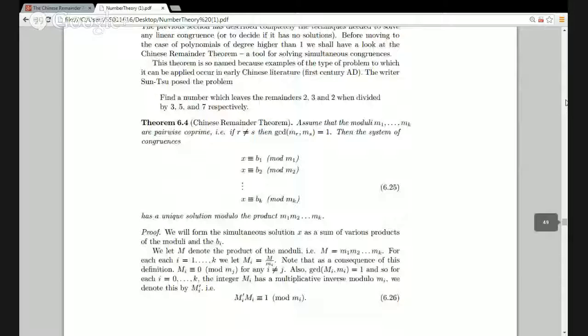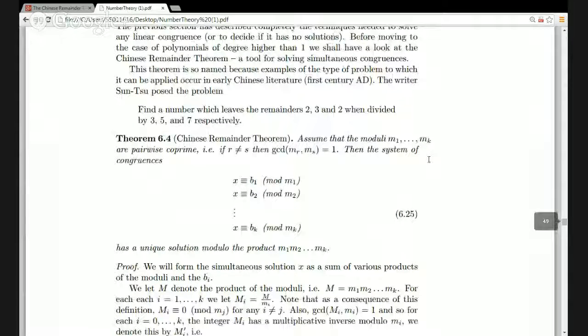This is how we present the Chinese remainder theorem in our modern talk about congruences. So this is the statement of the theorem. We're going to assume we have a bunch of moduli, m1 up to mk, and we're going to assume something fairly strong about them, that they're pairwise co-prime.